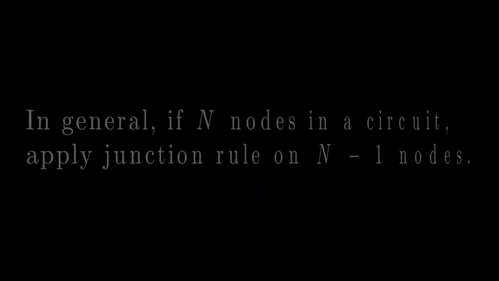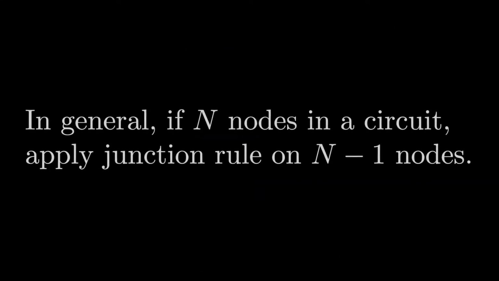In general, when applying Kirchhoff's junction rule to a circuit, if we have n nodes in a circuit, it usually makes sense to use the law on n-1 nodes to avoid getting redundant information.